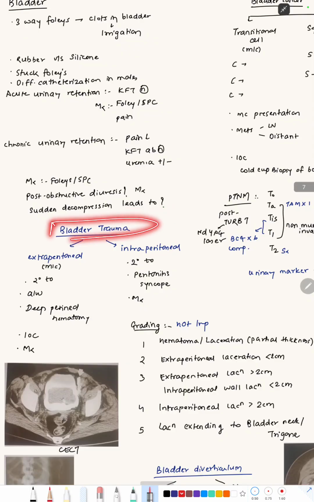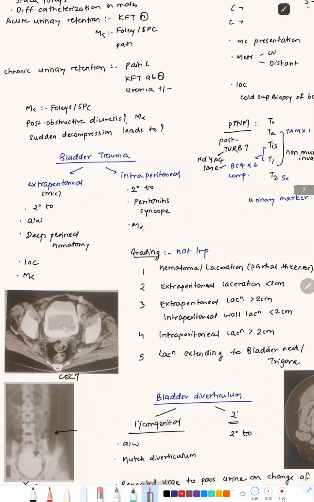Now there is something called bladder trauma. Bladder trauma is divided into two: extraperitoneal and intraperitoneal. Extraperitoneal is more common as compared to intraperitoneal. Extraperitoneal bladder trauma is secondary to the straddle injury, pelvic fracture or the proximal urethral injury, while the intraperitoneal is secondary to bladder outlet obstruction, benign prostatic hyperplasia, or bladder neck stenosis.